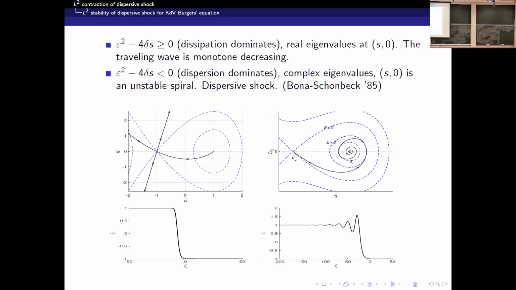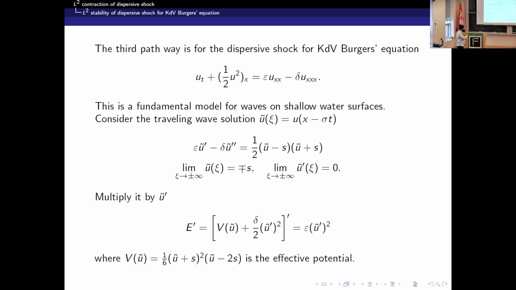Okay, so let's talk about the equilibrium. You can linearize the equation, and you will simply get a spring mass system, nothing else. Linearize around U tilde equal to negative S, because the picture is this: U tilde equal S, this is S, this is negative S. If you linearize around S, you will simply get delta U tilde double prime minus epsilon U tilde prime plus S equal 0. I believe it's S, or 2S. Anyway, S.